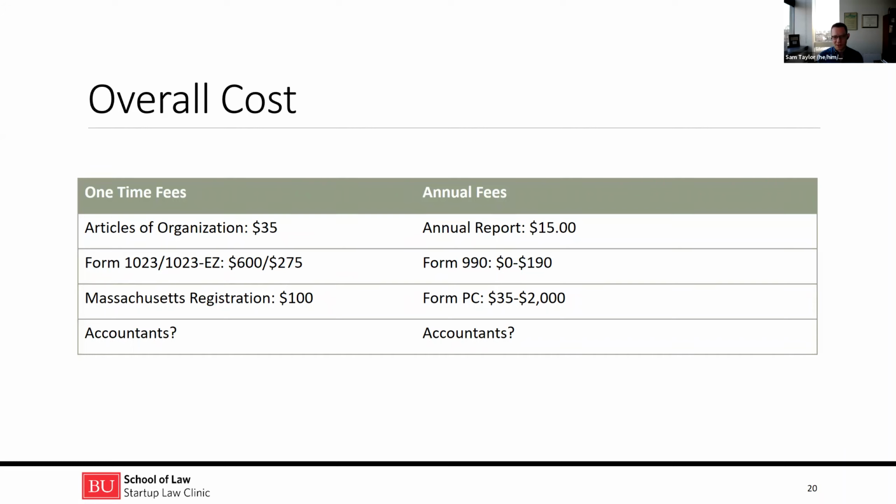And again, for those annual filings, you're probably going to want to have an accountant that works with you to make sure that your books are in order. It's really important because you've got money coming in from donors and you're tax exempt, but you still need to tell the IRS the money you have coming in.